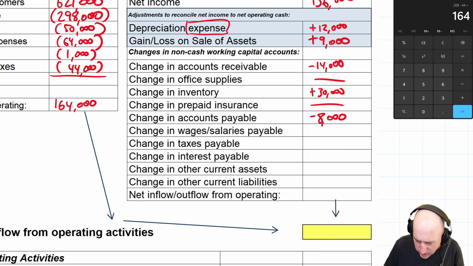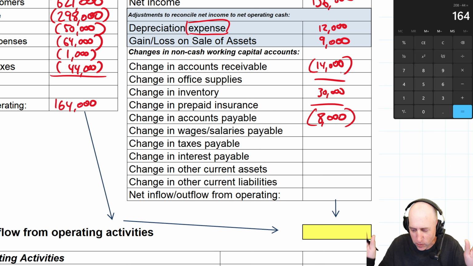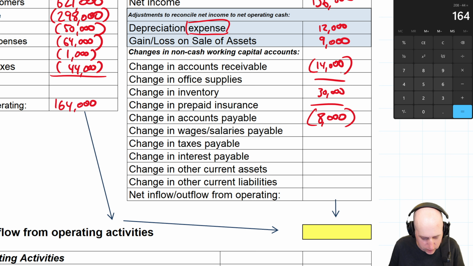Maybe I should be putting these ones in brackets. Let's put them in brackets. I'm going to be consistent and just not do pluses here. If you've done the pluses so far, don't worry about it, but this is probably better formatting.